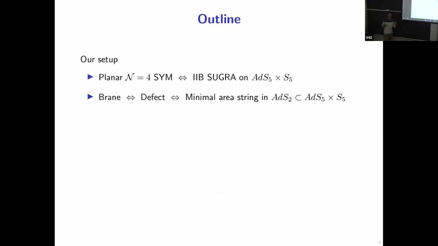So just to give a brief outline of the talk, for concreteness, I'm going to focus on the case of N=4 super Yang-Mills, which is dual to type IIB supergravity. And this brane that I was describing, in my case, is going to be a fundamental string. So there's AdS5, and there's some fundamental string that lives in some AdS2 inside AdS. And many times I'm just going to call this brane a defect, because it's very common in the CFT literature to call these things that.